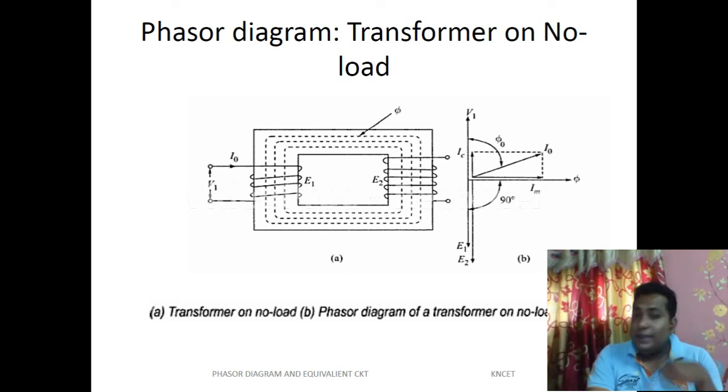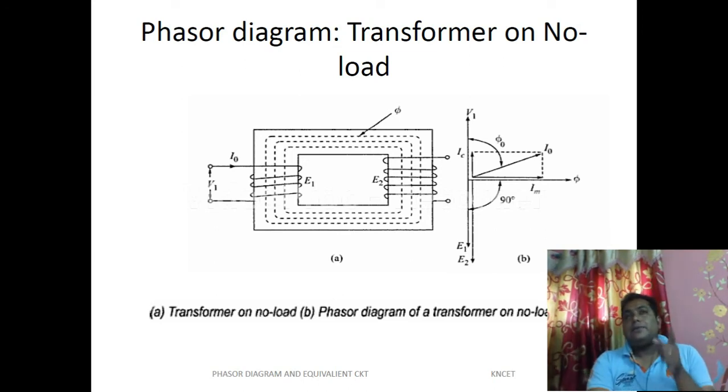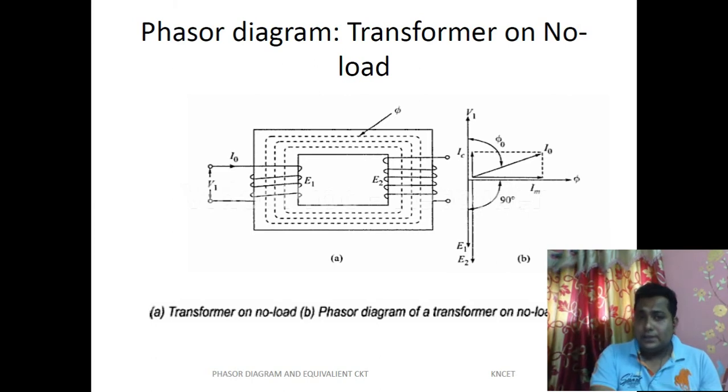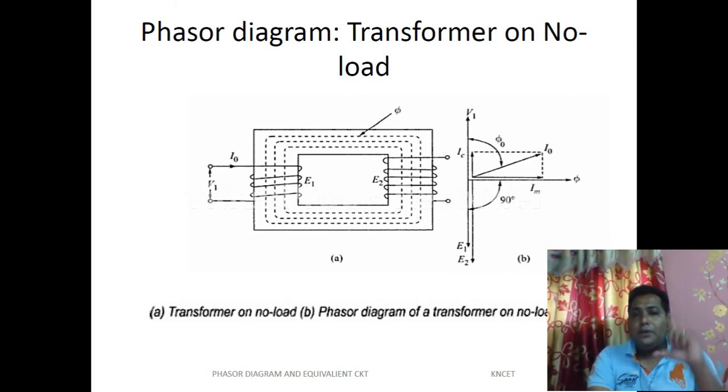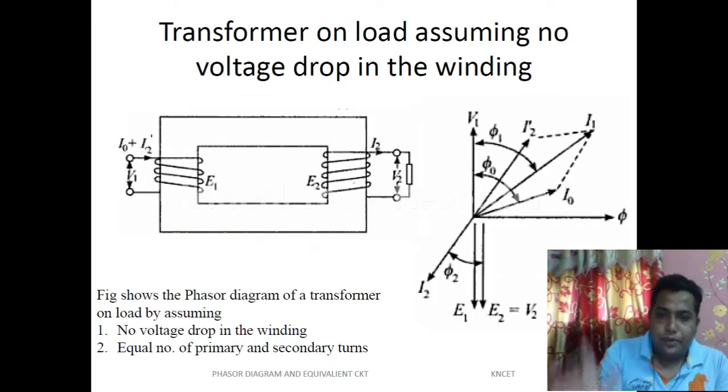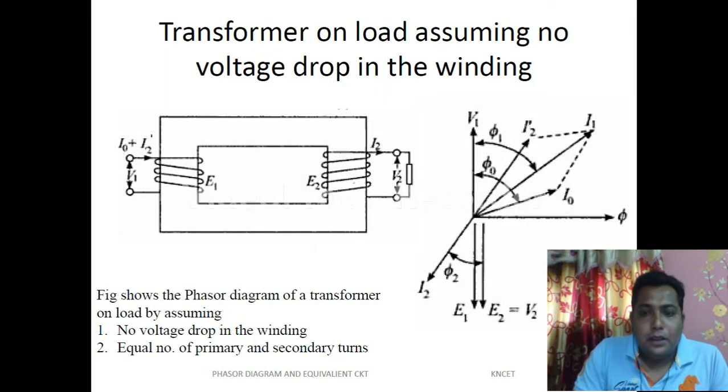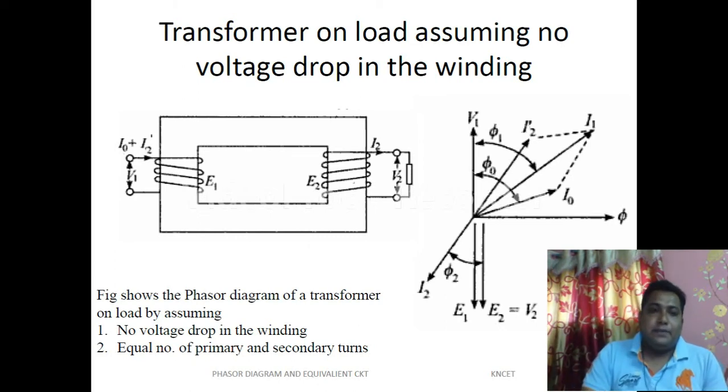And if we think of the reverse case, a step down transformer, it means the voltage on the secondary side is going to decrease from the primary side. So at that time E1 length will be higher and E2 length will be smaller. In this way we can draw the phasor diagram of this transformer. Yes, this is a very important point.